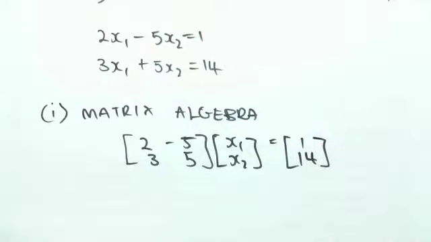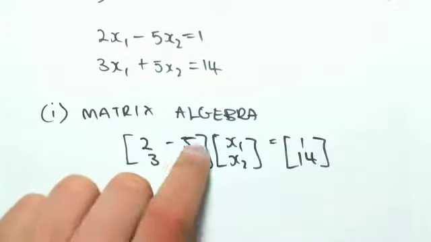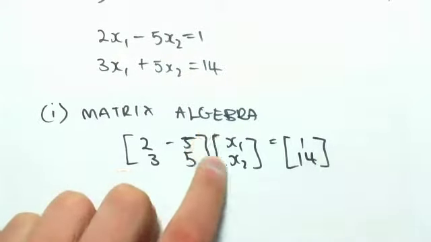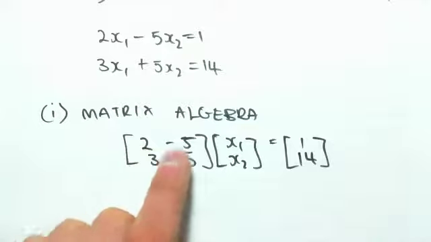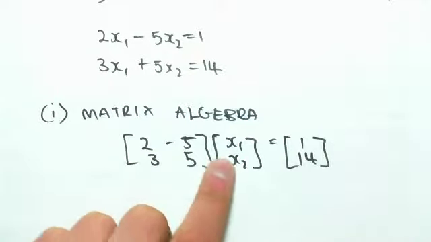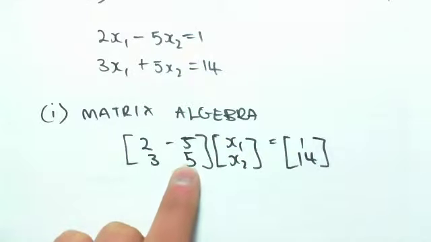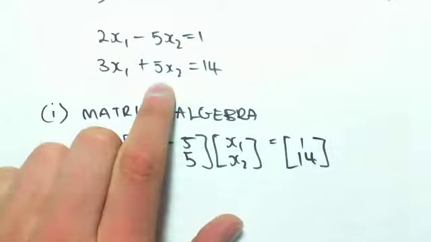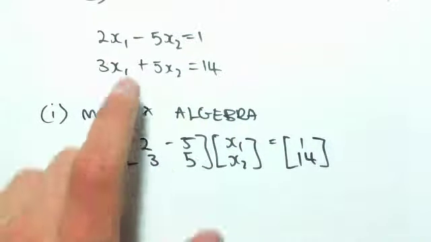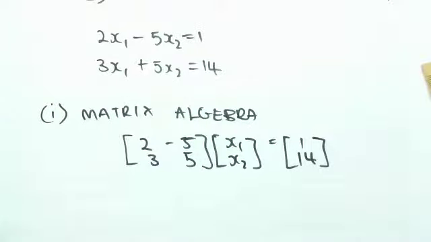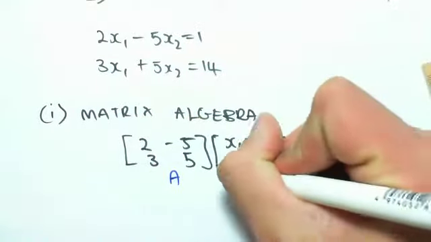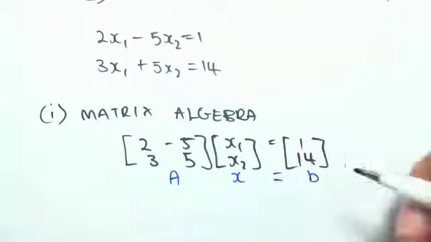Okay? So I'm sure you remember how to matrix multiply. You just take the row by the column, the row by the column. So, for example, 2 times x1 minus 5 times x2 would get us back there. 3 times x1 plus 5 times x2 would get us back there. So that's just putting this equation in matrix form. We can call this the A matrix, this x, and this b.